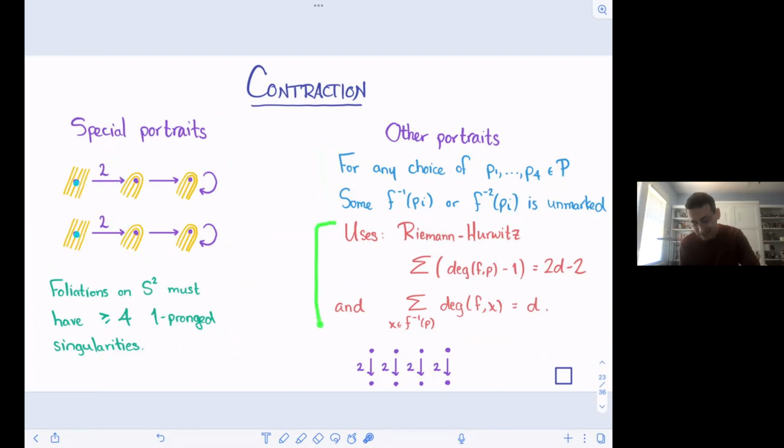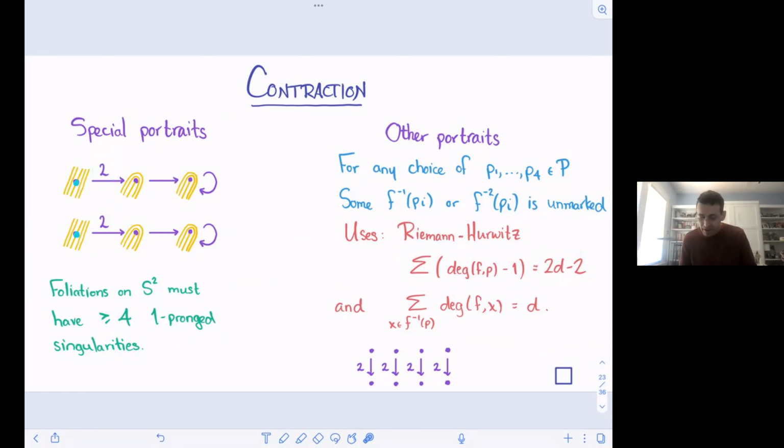I shouldn't say just combinatorial topology, but it's just counting with the Riemann-Hurwitz formula, which I'll declare to be the fact that the sum of the local degrees of f minus 1 is always 2d minus 2. Here d is the degree of the map. In this case, I add this minus 1 and this minus 1, that's 2. That tells me that the degree of the map is 2.